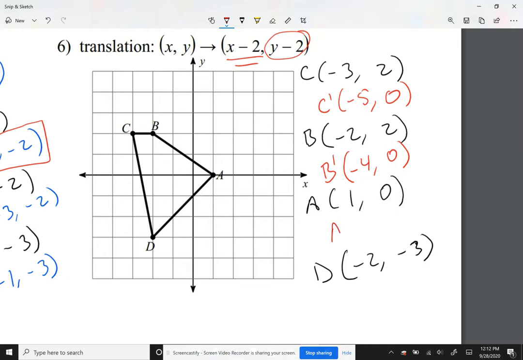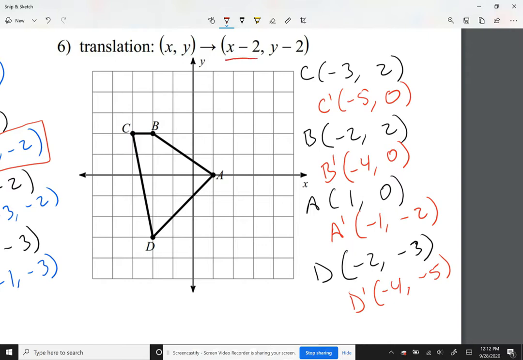If I want to know the coordinates of A prime, I'm going to have (negative 1, negative 2). And if I want to know the coordinates of D prime, I'm going to have (negative 4, negative 5). Once again, translation, when we have the graph, it's easy to tell.